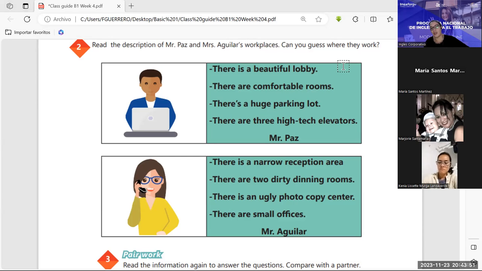Let's read the description of Mrs. Aguilar's place. There is a narrow reception area. There are two dirty dining rooms. There is an ugly photocopy center. There are small offices.